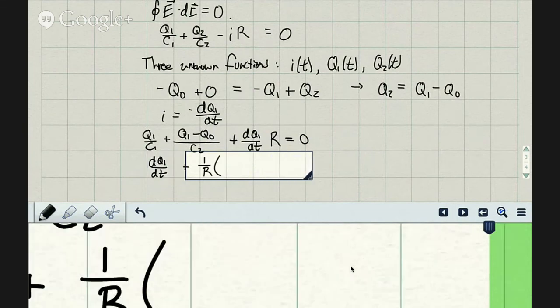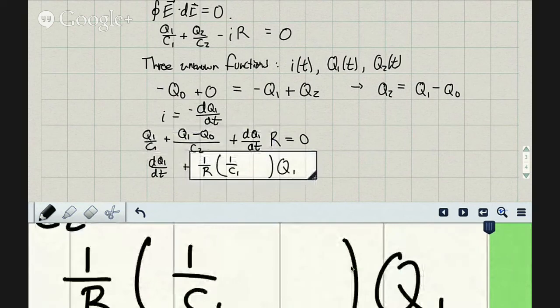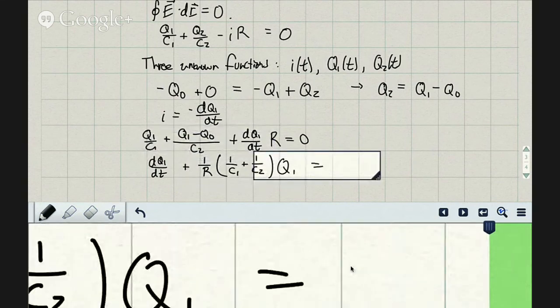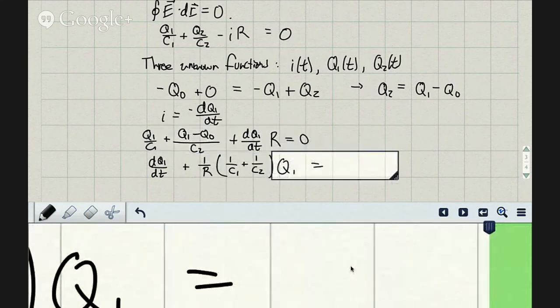Then all the Q1 functions by themselves, so let me factor it out. We're going to have 1 over C1 here, and then 1 over C2 here. And on the right-hand side, I'm going to put anything that does not involve Q1, where the only term is this negative Q0 over C2 term. I'm moving it to the right-hand side, and remember that I divided by R, so I get Q0 over RC2.